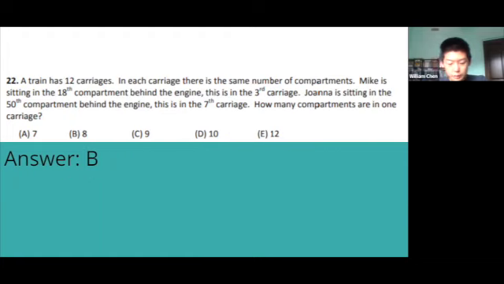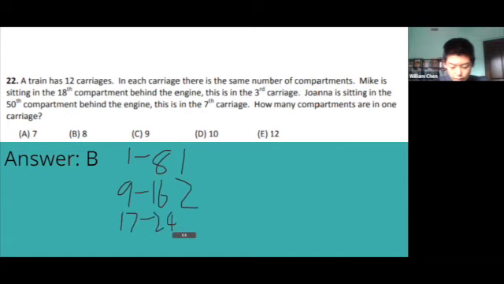We can check our answer by plugging this in. Seats 1 through 8 are in the 1st carriage. Seats 9 through 16 are in the 2nd carriage. Seats 17 through 24 are in the 3rd carriage, and so on, until seats 49 through 56 in the 7th carriage.